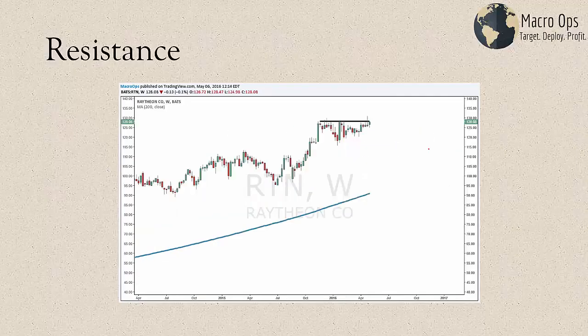Same thing with resistance, except on the upside. If price is knocking up against a horizontal price level, we can identify some type of resistance. That's what it looks like here.